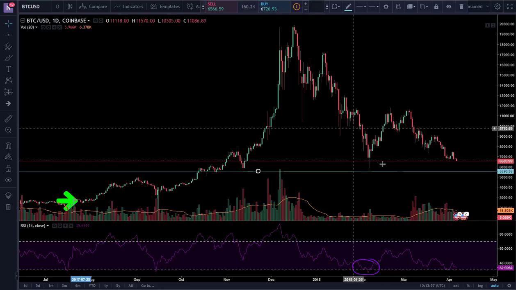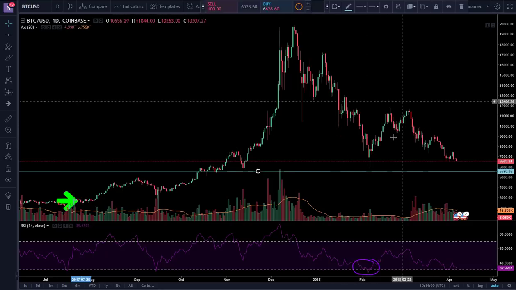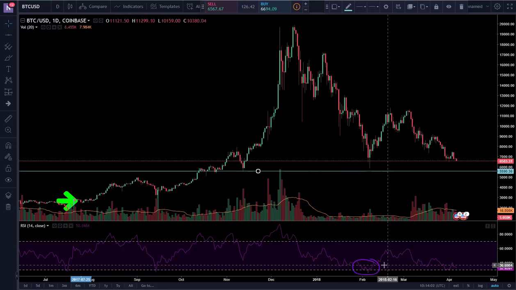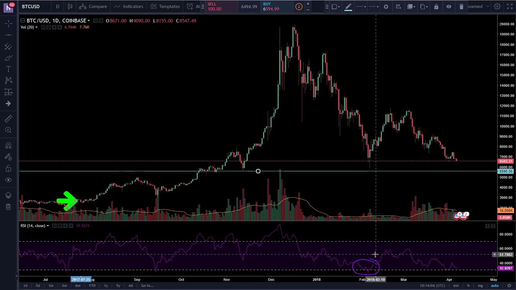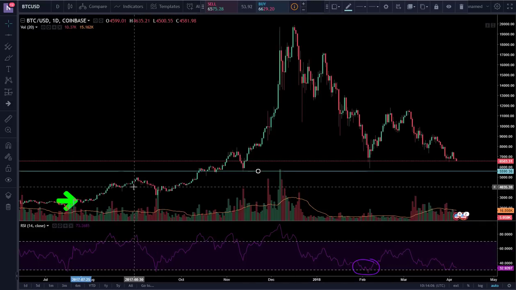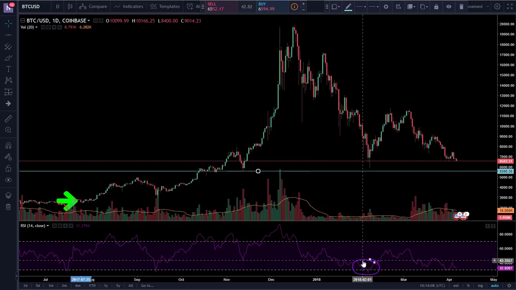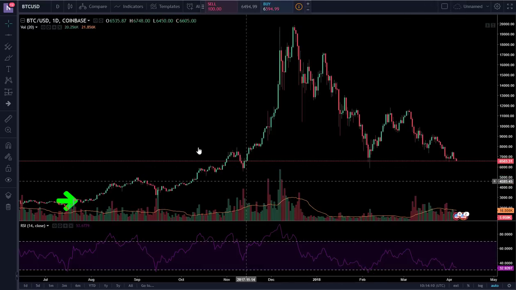I remember this was definitely a crazy day back in February. I missed this time period. That was awesome. But that's one of the examples of one of the ways you can use the RSI in correlation with support and resistance.